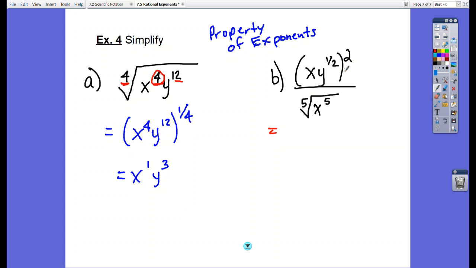This one, as you simplify, in the numerator you would multiply exponents, so x squared y to the first. And then in this case, you can either divide here, 5 goes into 5 once, or you can rewrite this as x to the 5th to the 1/5 power, right? And so you still get x to the first. And so then when you simplify, you just get x, y.